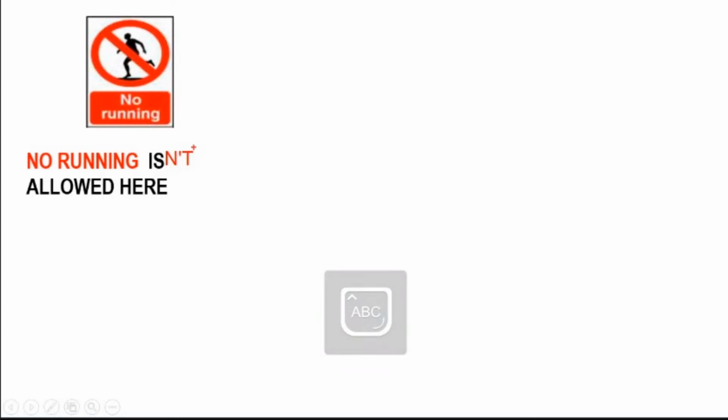And another way to express permission or prohibition, as you can see here, says no running. Okay. Look, so no running is allowed here. But this is affirmative. Yes, but the negative is in that. The negative is here. If you write here, no running isn't allowed here, double negative is illogical.